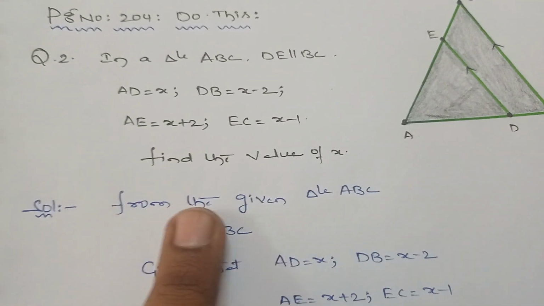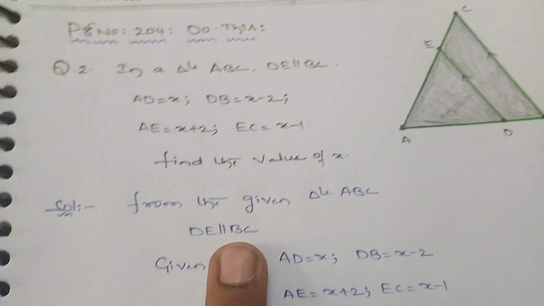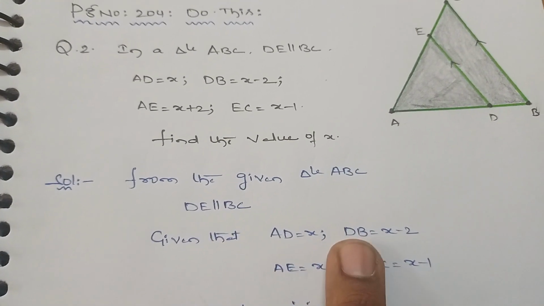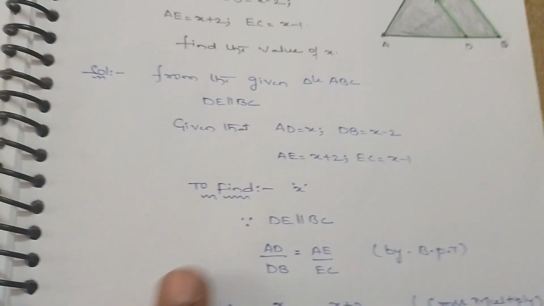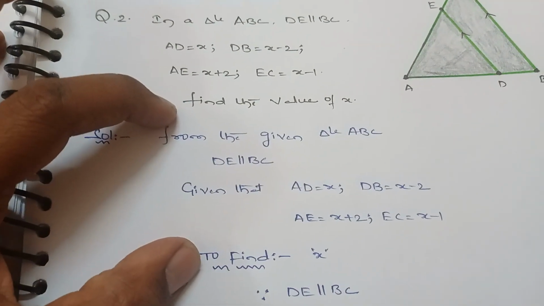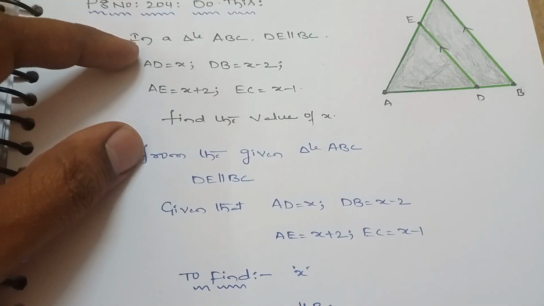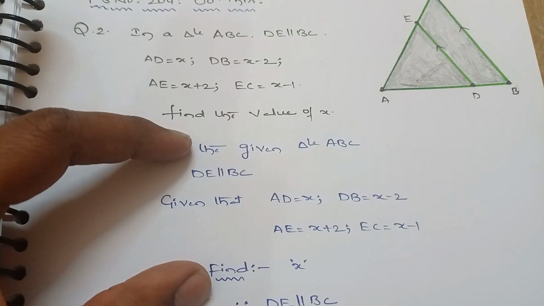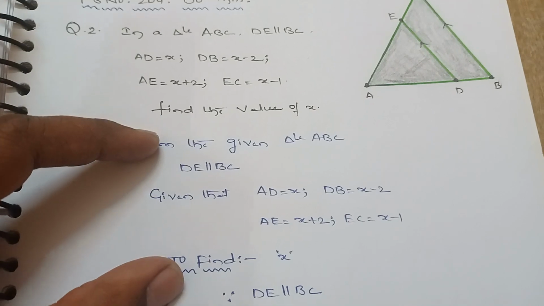First write down what is given in the question. From the given triangle ABC, DE is parallel to BC, that is given in the question, and the given dimensions are AD equal to x, DB equal to x minus 2, AE equal to x plus 2, EC equal to x minus 1. And to find x. See guys, till this step, for every sum it will be given in the question and they ask you to find something, right? So these are the steps, guys. First write down what is given in the question and what to find. This is the first step.